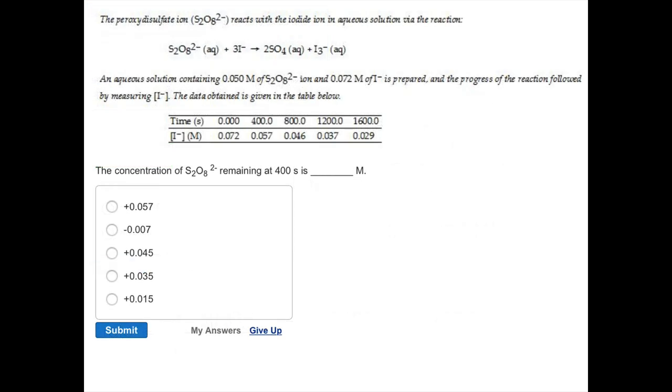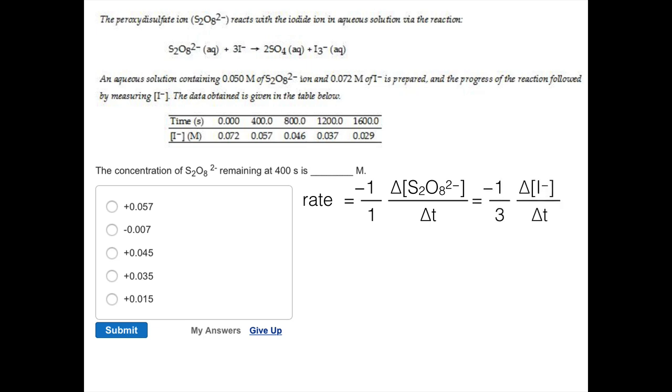Our last question is going to build on some of the concepts from the previous question, and we're here asked to calculate the concentration of S2O8 2- remaining at 400 seconds. So we can write our rate expression to be negative 1/1 times the change in concentration of S2O8 2- over the change in time is going to equal negative 1/3 times the change in I- over the change in time.